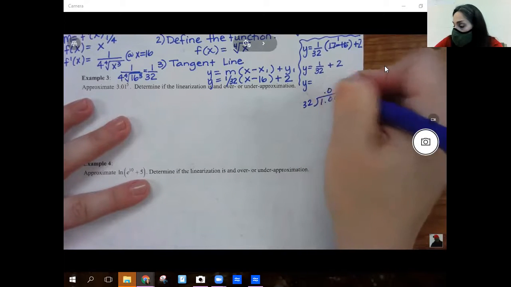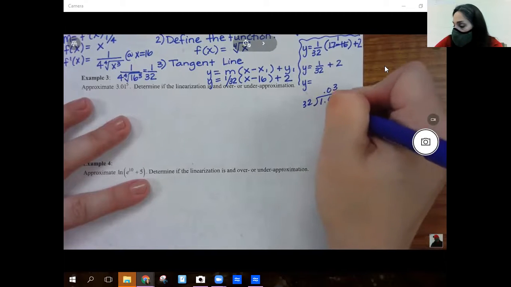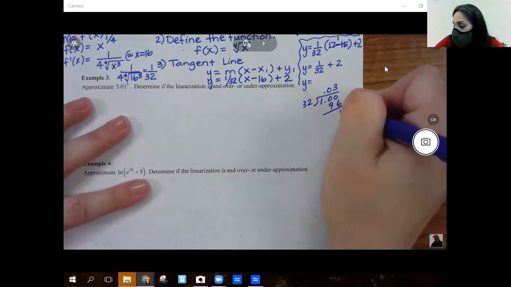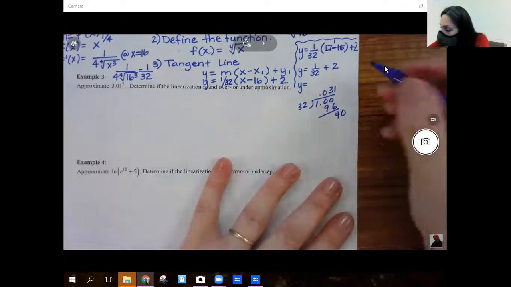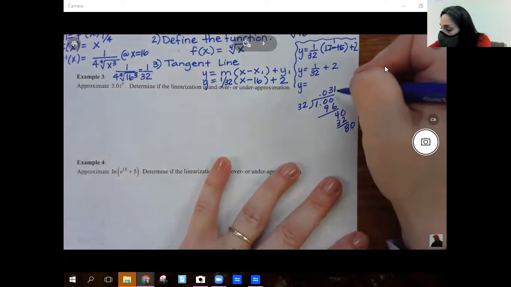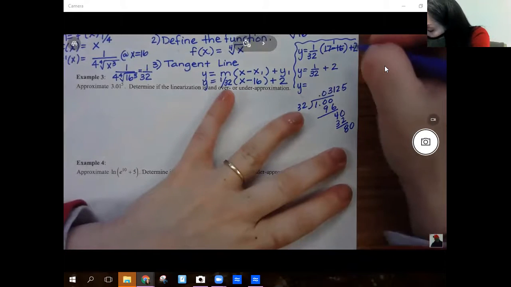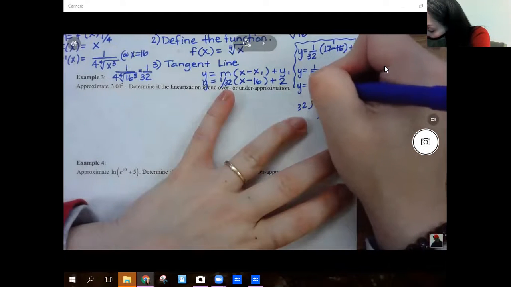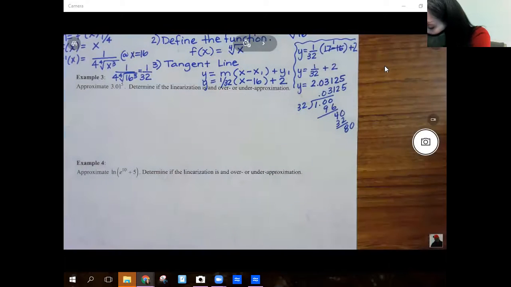So 3 times 2 is 6. So that's 96. It's 0.0, so it must be 0.03125. It always ends in like a 125. So this is 2.03125. Okay.